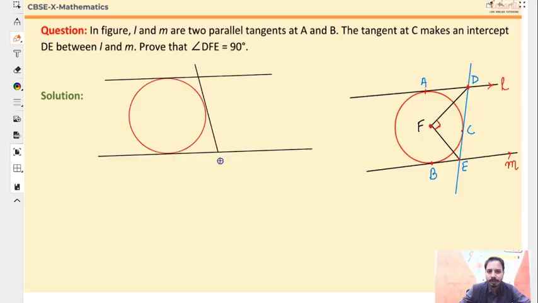So for example, now suppose C is this point. Okay, suppose C is here and say this is my center F. Even now, if I join this and this, it should be a right angle triangle. So it doesn't matter where my point C is. This is point A and this is point B.